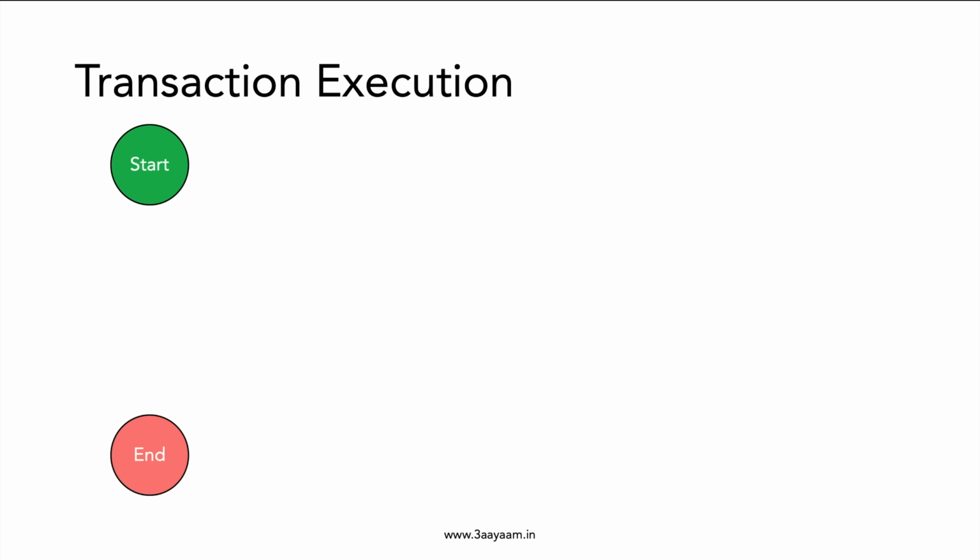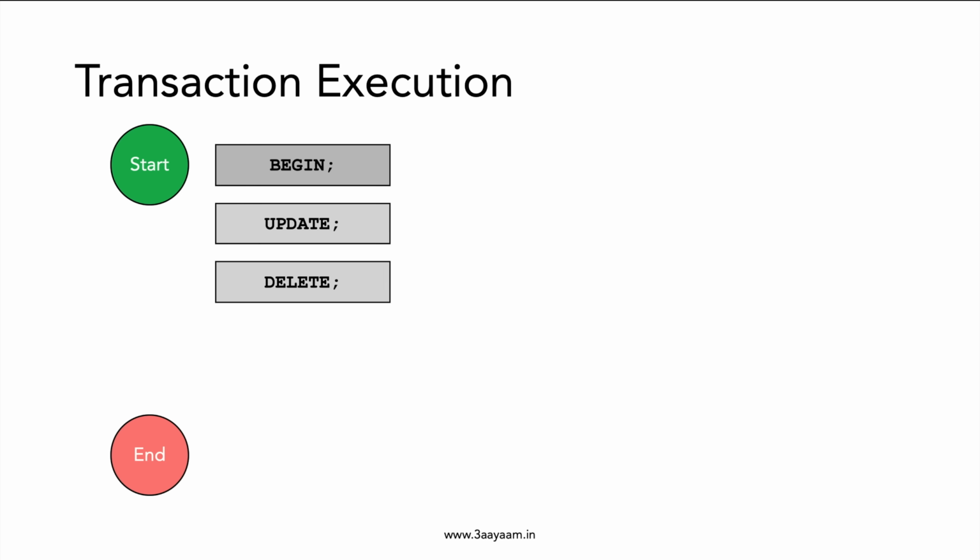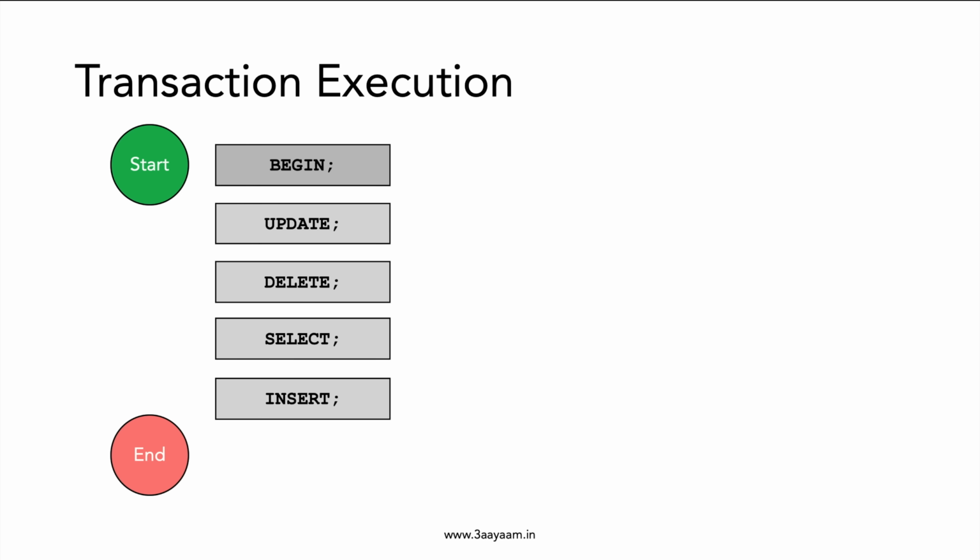Let's say this is the start and this is the end. So how do you start a transaction? There's a command called begin. So using begin, you are telling Redshift that I'm going to start a transaction. Now inside of this begin, let's say you run update statement, delete statement, select statement, insert statement. Then after all these are done, you want to close the transaction.